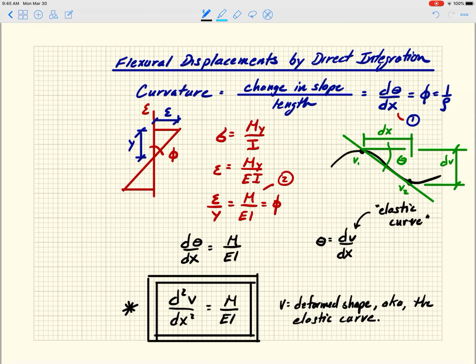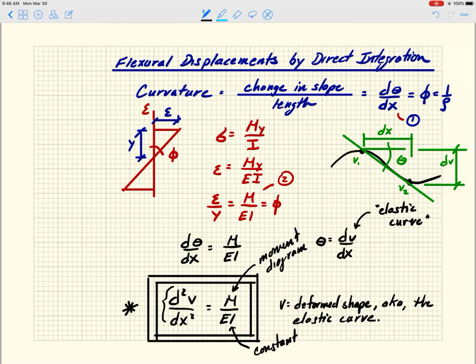And so as we move forward with this, you can sort of see where this is going. I'm going to give you a structure, we're going to draw the moment diagram for the structure. The equation of that moment diagram is going to go right there. That's M, right? And the EI is a constant, right? This is the moment diagram. So you can see it will be a function of x, right? And then we're going to integrate it twice.